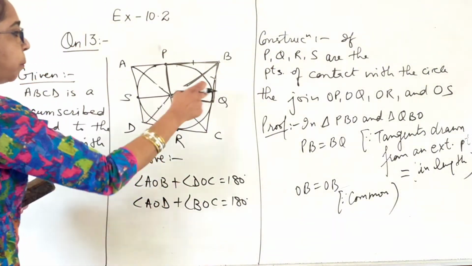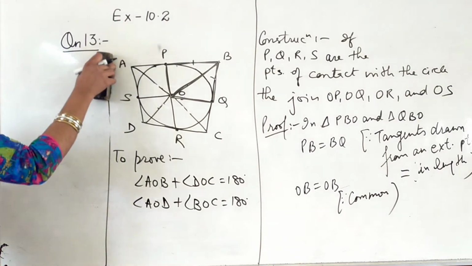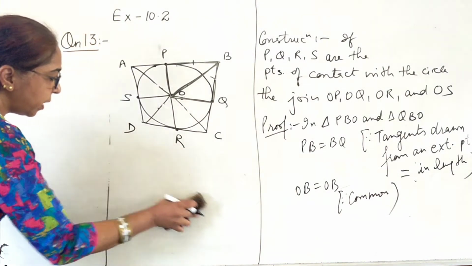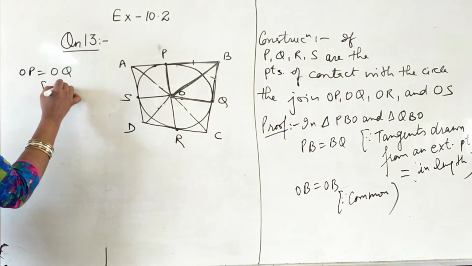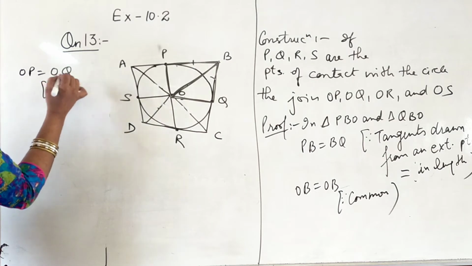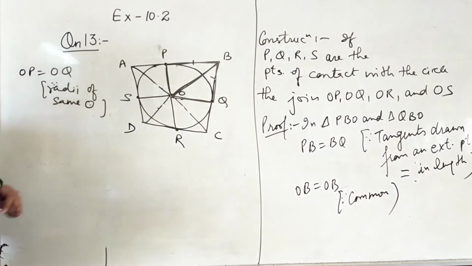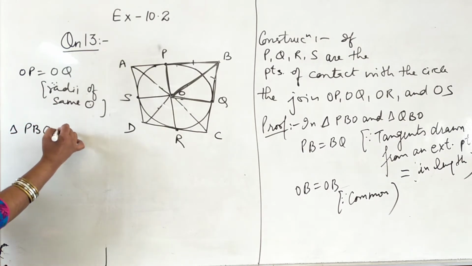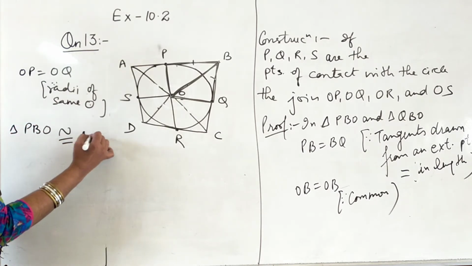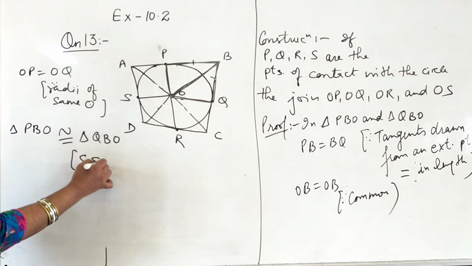Third, I am taking OP equal to OQ because radii of the same circle are always equal. Okay, so OP equal to OQ, these are the radii of the same circle. So from these three things, we can write that triangle PBO is congruent to triangle QBO, and by which rule?